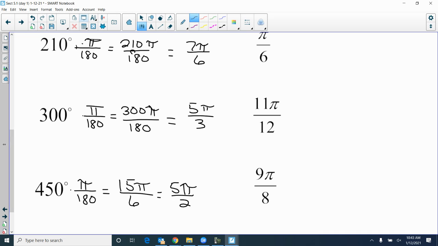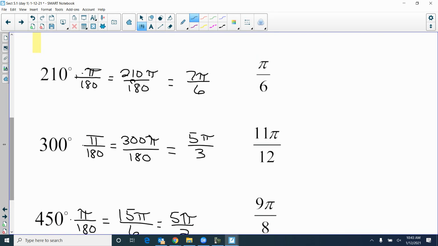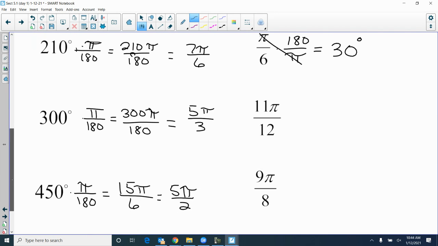All right, other direction. Let's start with pi over 6. So pi over 6 is the radian measure. That would be A there. What do we do to convert that? We multiply that by 180 over pi. The pi's cancel. You really got 180 divided by 6, 30 degrees. So pi over 6 is the same as 30 degrees. 11 pi over 12, 9 pi over 8. Go ahead and do those two. Multiply those by 180 over pi. Reduce.